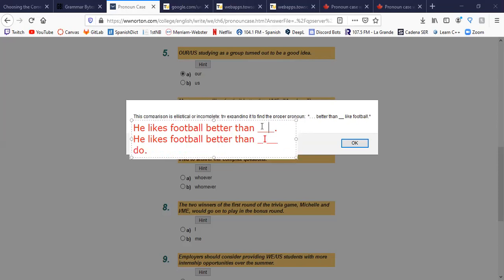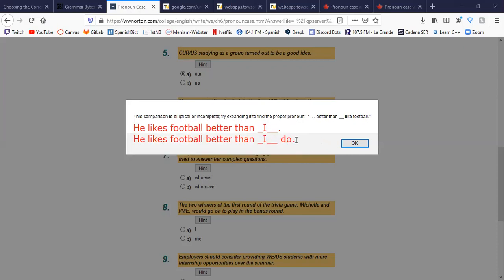So knowing that, what would the answer be for this? And if you find the answer to this, then you find the answer to the question. So pause the video and think about it. Okay, so the correct answer here would be I. He likes football better than I. Because you could actually add a verb after that. He likes football better than I do. And it would still be I.